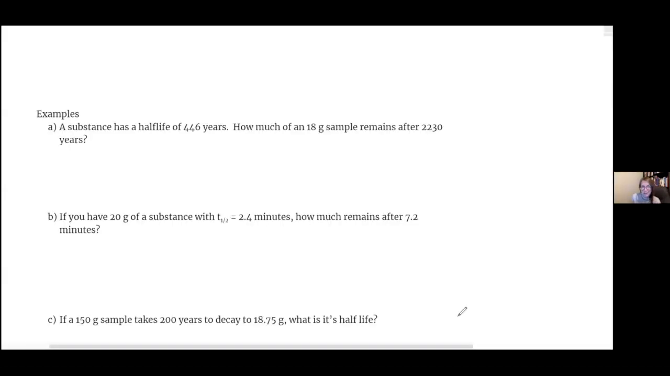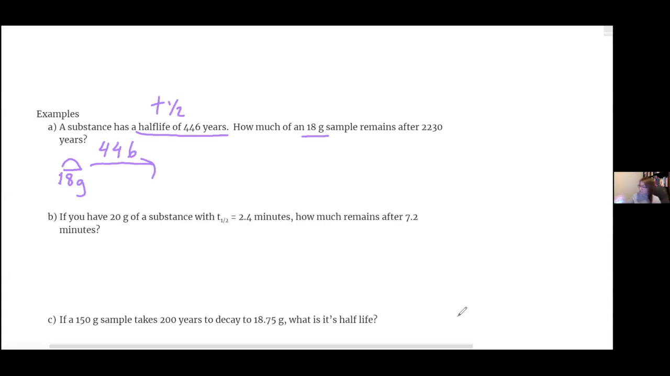Okay, so looking at some examples. In this first one, we know we're dealing with an 18-gram sample. So if we're drawing a picture to solve this, that means whatever little pile we start with, we know is 18 grams in terms of its mass. Now, its half-life is 446 years. The way I draw these in picture form, I always have an arrow representing the half-life, meaning that amount of time has passed. So 446 years later, since that's the half-life, my sample is going to cut in half.